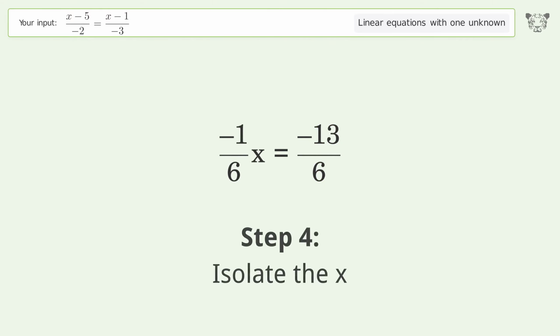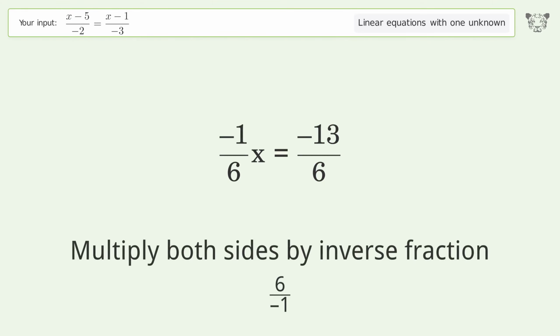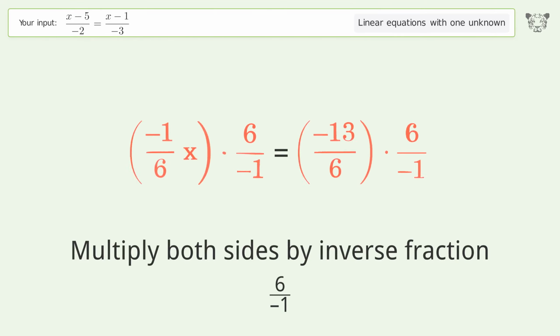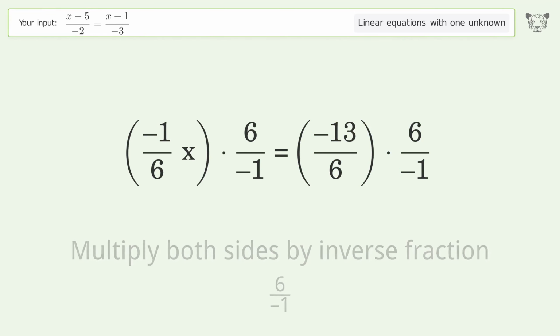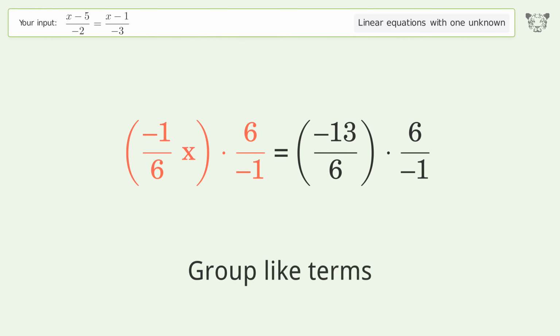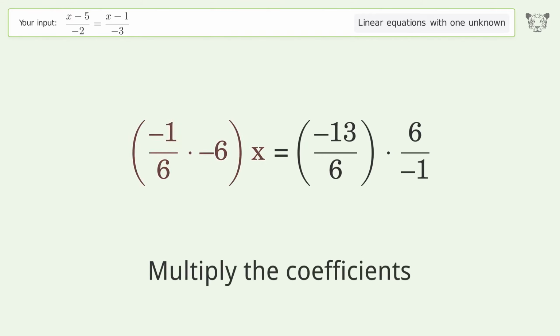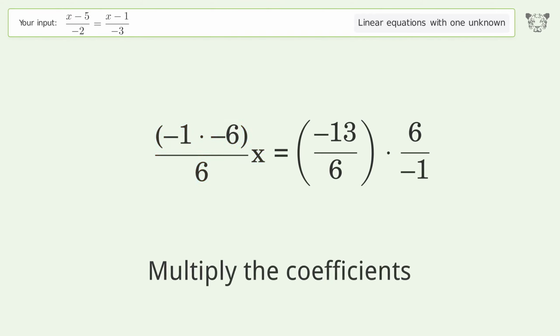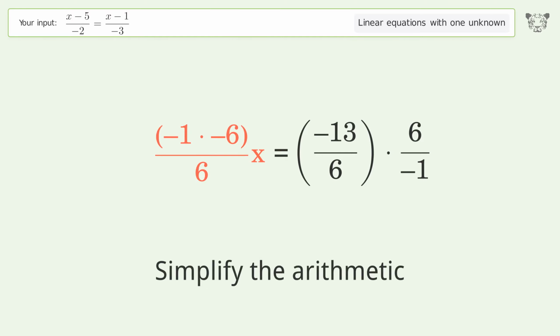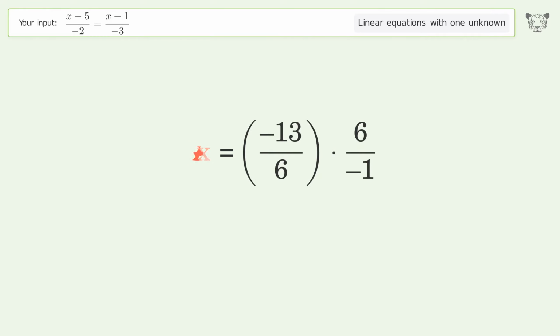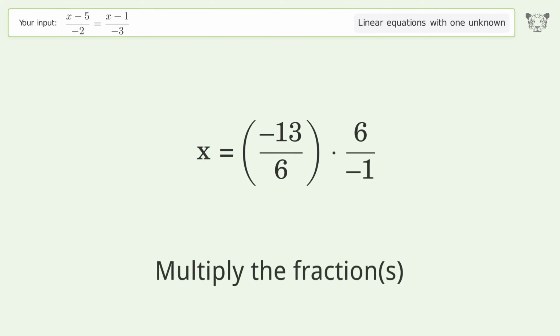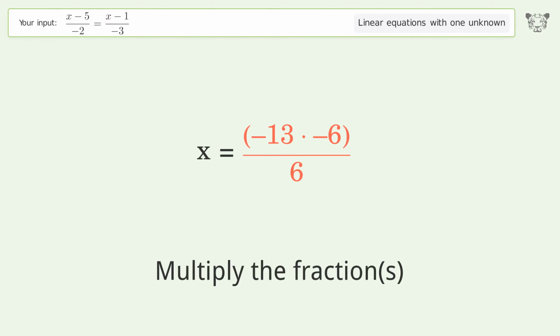Isolate the x. Multiply both sides by inverse fraction 6 over -1. Group like terms. Multiply the coefficients. Simplify the arithmetic. Multiply the fractions. Simplify the arithmetic.